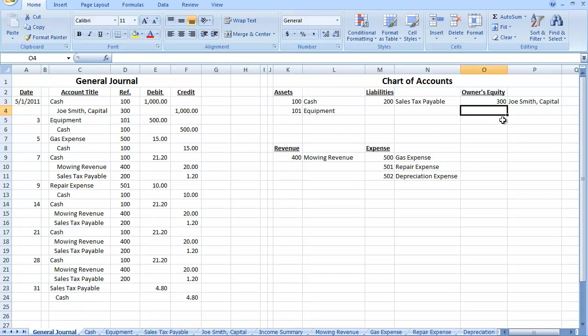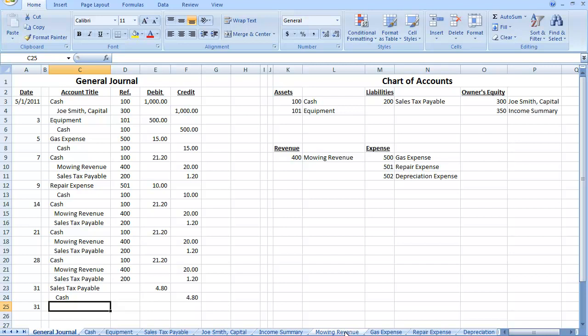Now under owner's equity, for closing accounts and closing the month, we need a new account, and we're going to have the number be 350. It's going to be called income summary. So we have our new account, and you can see down at the bottom we've already created our new general ledger.